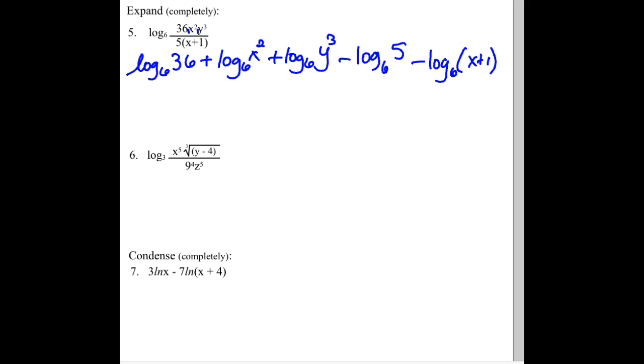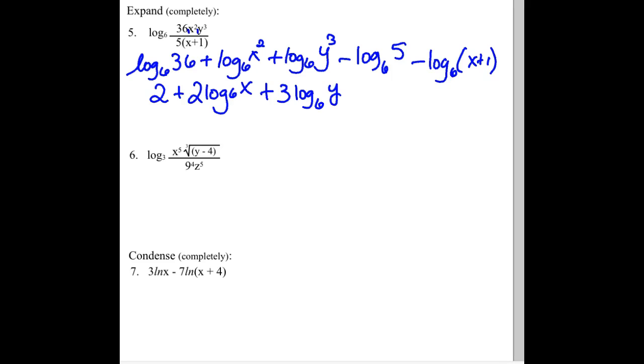And then our last step would be to distribute those powers to the front, and also to simplify any constants like this log base 6 of 36. That one we can break down. 6 to what power gives us 36? That's just a 2. So log base 6 of 36 is 2. Our powers here, this 2 is going to move to the front. We're going to get 2 times the log base 6 of x. The 3 will move in front. We get 3 times the log base 6 of y.